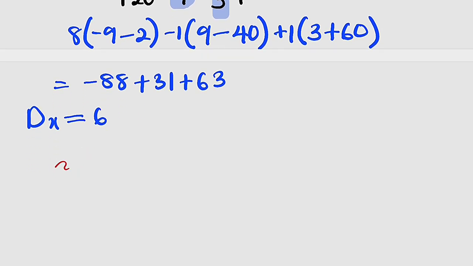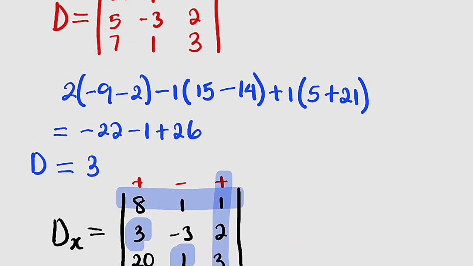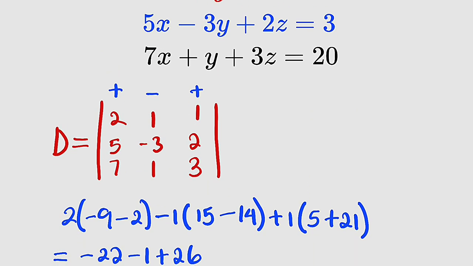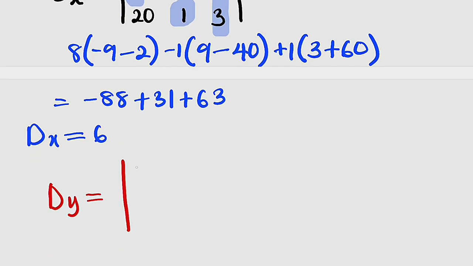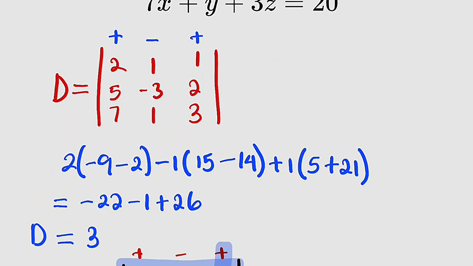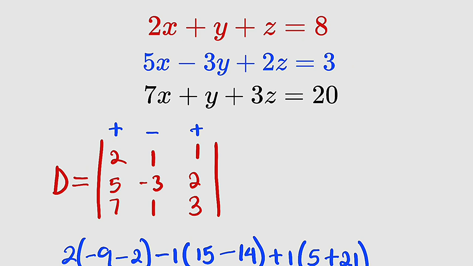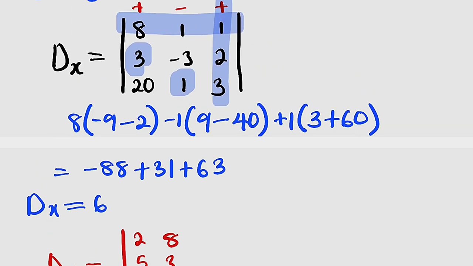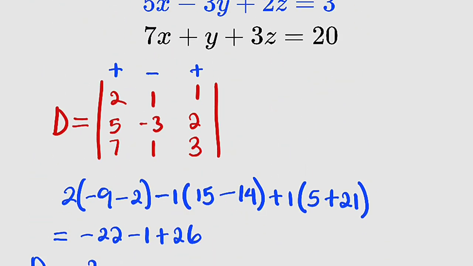Then we need to find the determinant with respect to y. We're going to form a matrix of constant coefficients. All other coefficients will remain the same except that of y, which is going to be replaced with constants. So we have 257 for x, but for y, we are going to replace them with the constants, 8, 3, and 20. Then for z, it remained the same, 1, 2, 3.